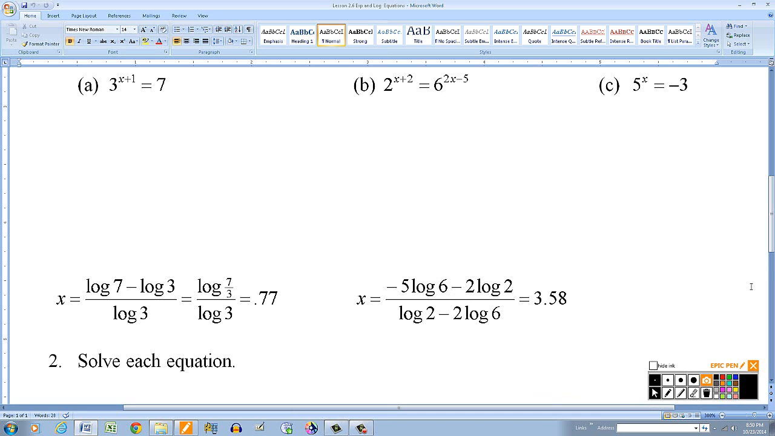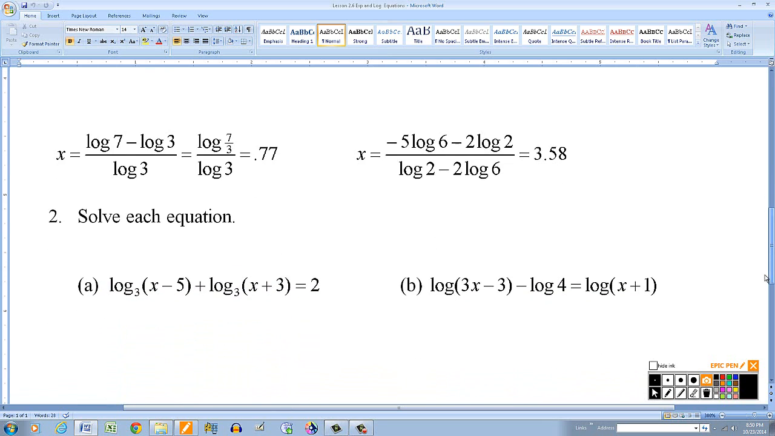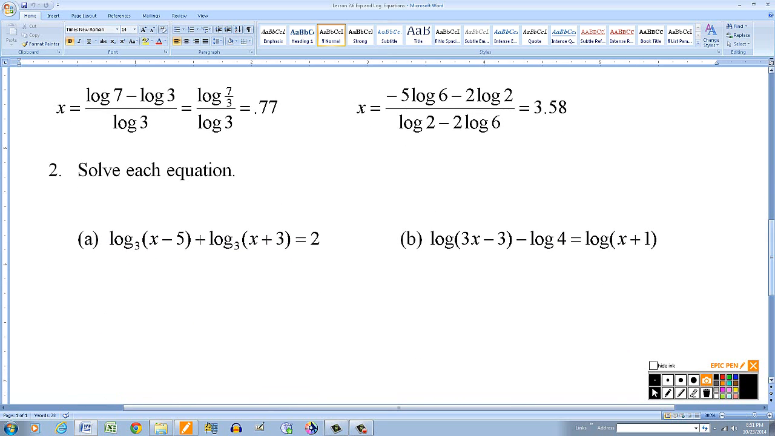Okay, now the last two are log equations. So again, if you're solving a log equation, the easiest way to solve a log equation is to try to write it with a single log, or you can have it as two logs, but they have to be isolated, one on each side. Okay, so the first one will take care of the first case, so it'll be like this.